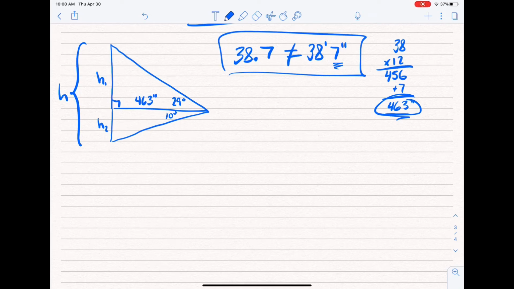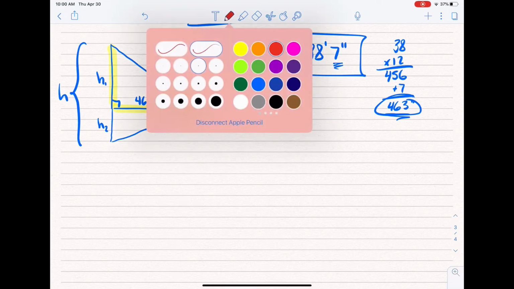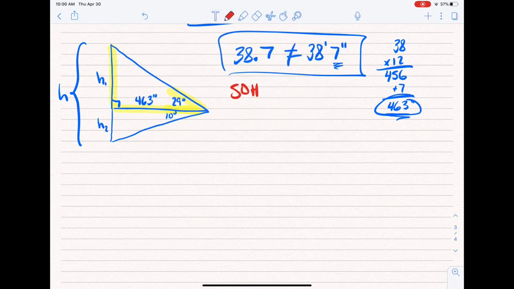All right, well, now let's set this up. Okay, if I'm looking at this from the perspective of this angle that's 29 degrees, the side that I need to know is right here, which is opposite. The side I know about, which is right here, is adjacent. So then when I start thinking about SOHCAHTOA, I'm dealing with opposite and adjacent, and so we go, well, that's tangent.